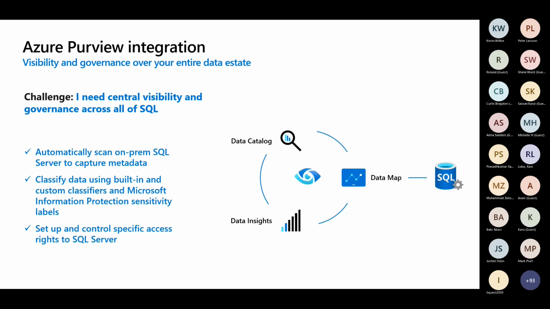Today, we've already announced, even with older versions of SQL, a couple of things. Scan SQL servers to look at metadata and even do data classifications with this metadata. We've even announced the ability to do lineage detection across dependencies for SQL objects, even like SQL stored procedures. That's all today for Purview. What's new for SQL Server 2022 is the last bullet point: set up and control access rights to SQL Server.